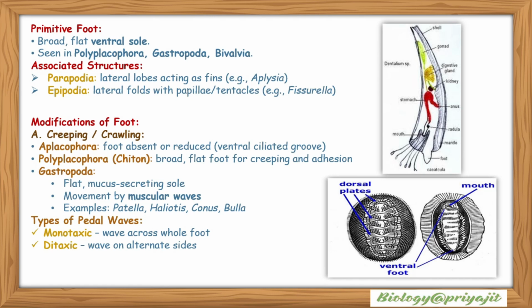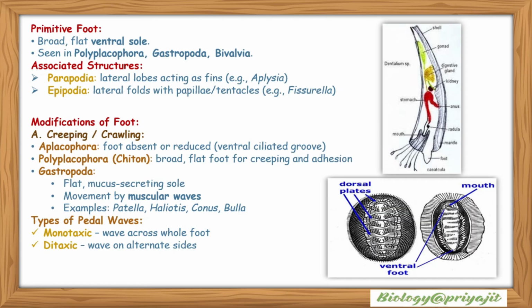Primitive foot is basically flat and broad in the ventral sole. They can be seen in Polyplacophora, Gastropoda and Bivalvia, and their associated structures include parapodia and epipodia. Parapodia are the lateral lobes acting as fins, such as in case of Aplysia, and epipodia are the lateral folds with papillae and tentacles, for example, Fissurella.